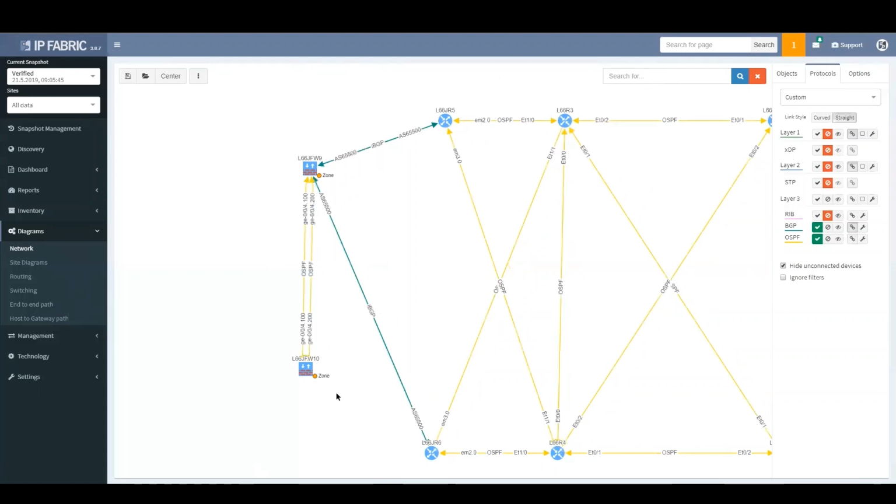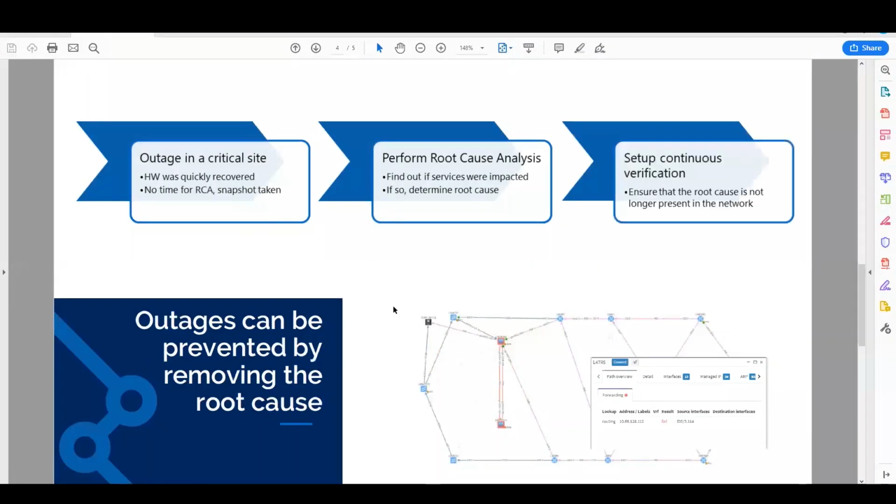And what we need to do now is ensure that this problem never happens again. So we need to set up continuous verification that will ensure that the root cause will no longer be present in the network. And if it is present, we want to be alerted about it.